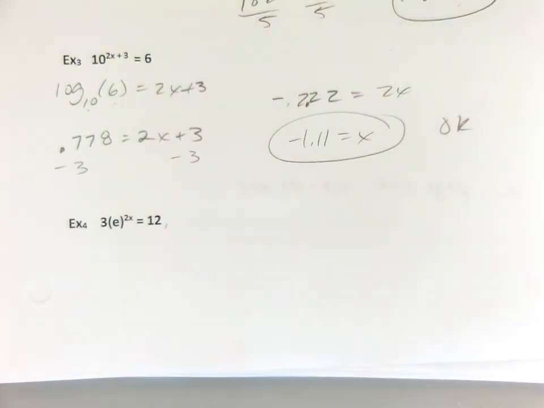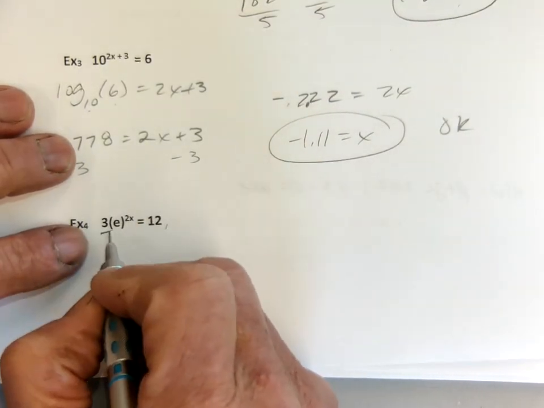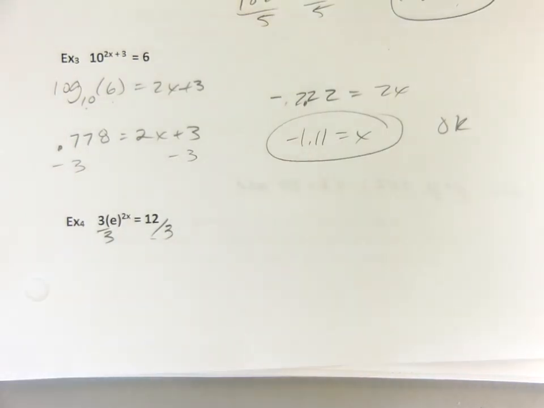Okay, example 4. If I want to do example 4, first we're going to divide by 3. Let's get the 3 out of there, because 3 e to the x, divide by 3.